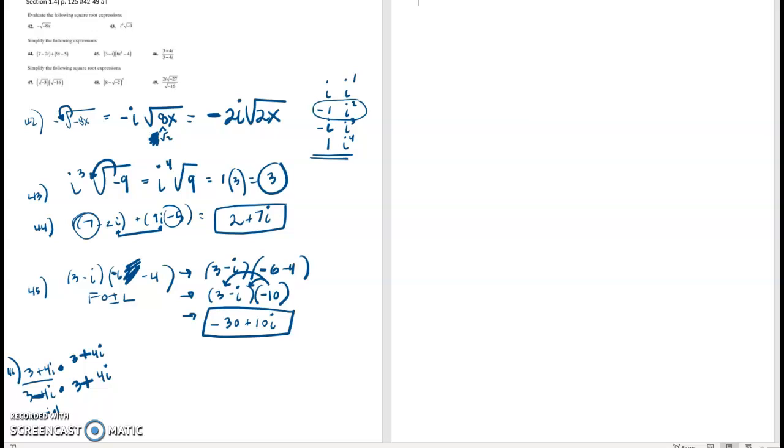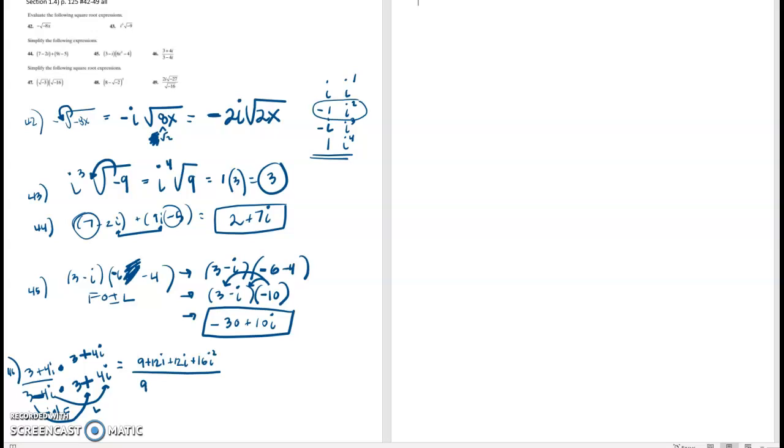That is super important. Now, you're going to have to flat out FOIL this top. 3 times 3 is 9. 3 times 4i is 12i. 3 times 4i is another 12i. And a 4i and a 4i is a 16i squared. For the denominator, these are conjugates. So you only have to do the first and the last because these are conjugates.